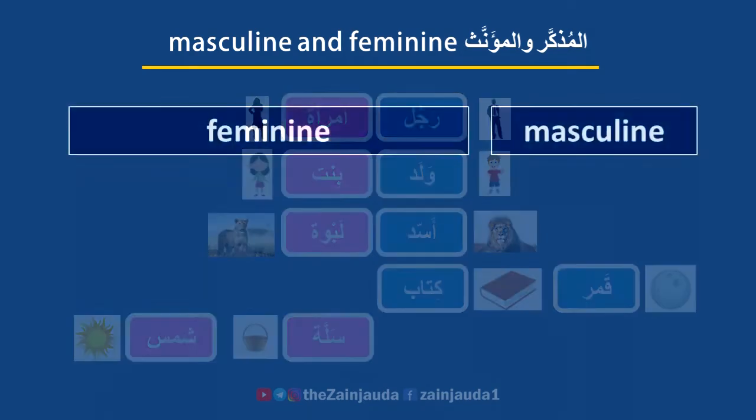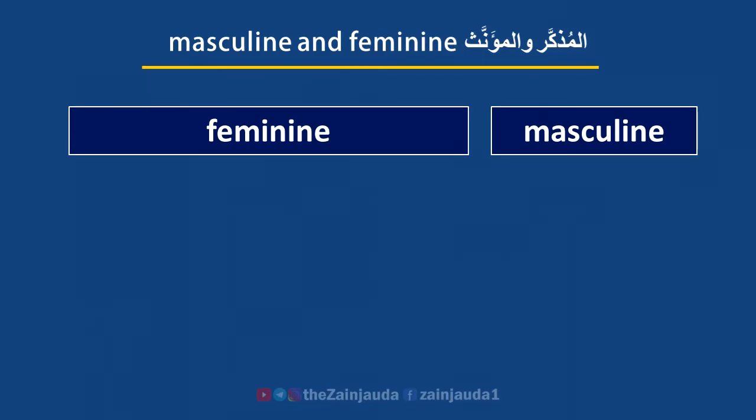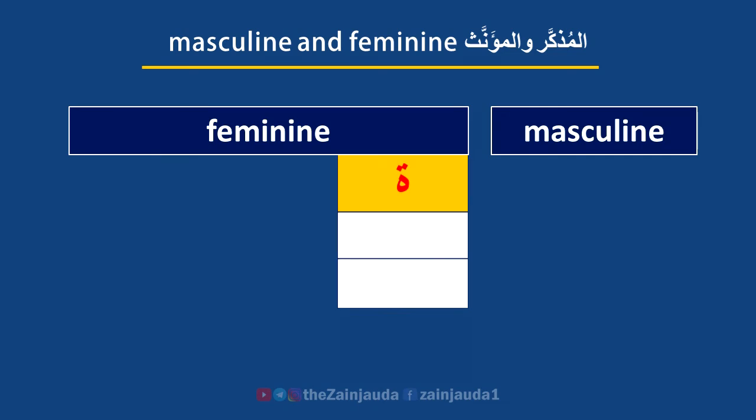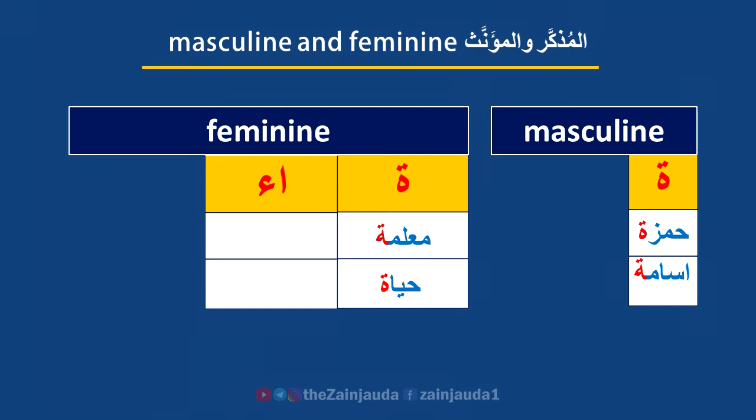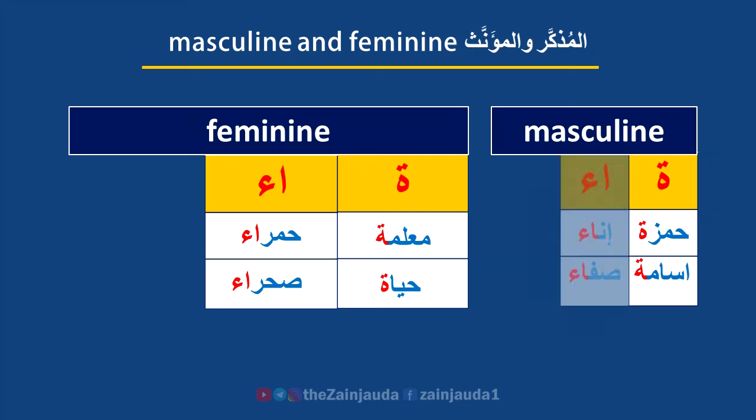Now let's have the feminine gender in details. Feminine words are characterized by one of 3 endings. The first one is ta al-marbuta. Examples: mu'allima, hayat. However, there are some words which end with ta al-marbuta but are masculine words, like Hamza, Usama. The second feminine ending is al-alif al-mamduda, which consists of alif and hamza. Examples of it are hamra', sahra'. It also has exceptions like ina', safa'.